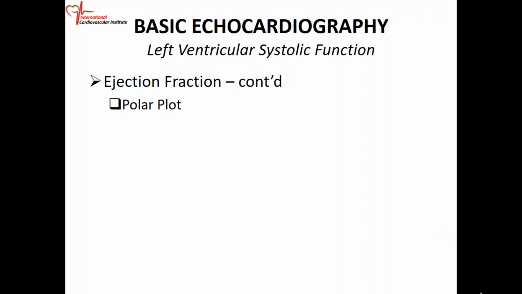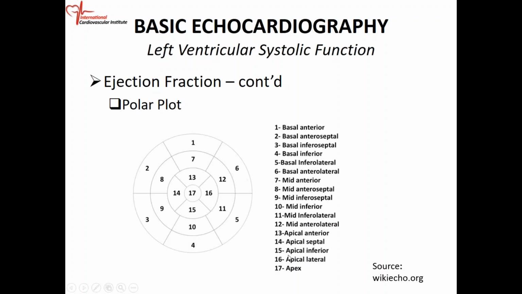Okay, so where we left off was with the polar plot. So we'll start with the polar plot again. Remember, a polar plot essentially combines all the segments. The 17 is the apical cap. Okay. Apical cap is 17, and then just outside of the apical cap you have the apex.